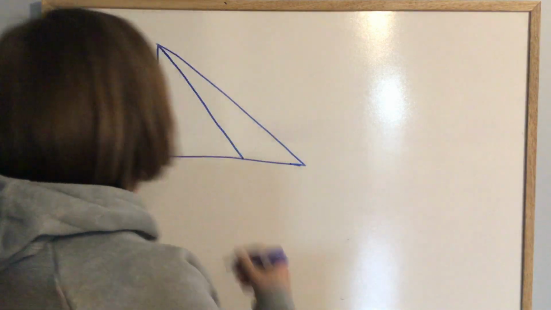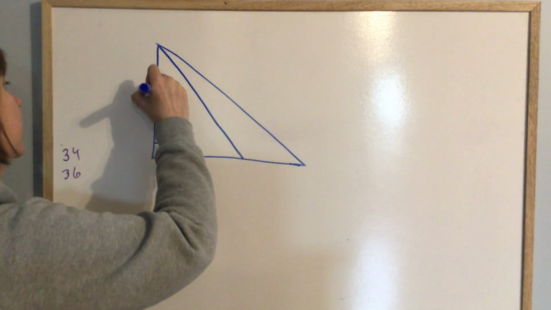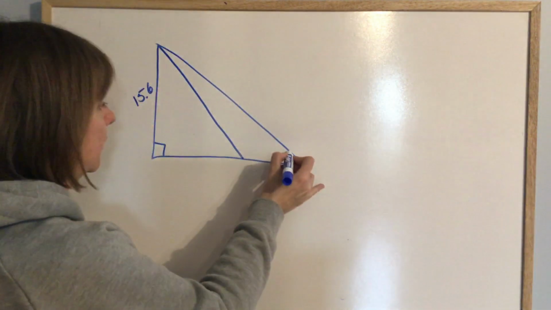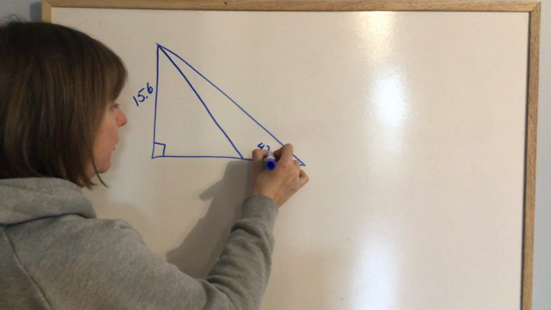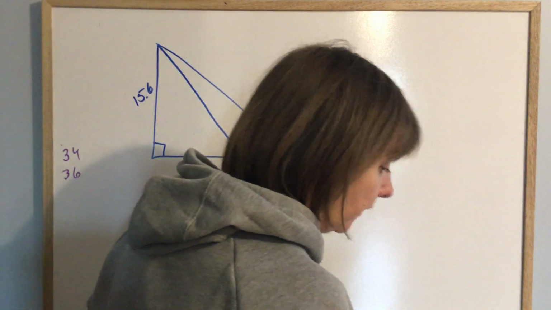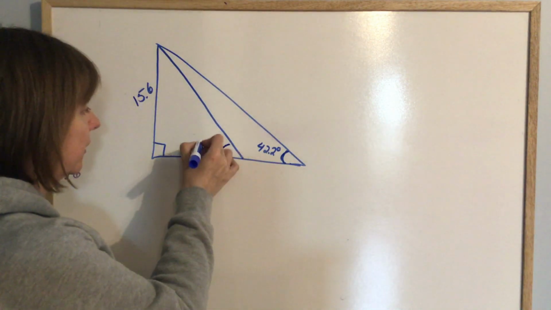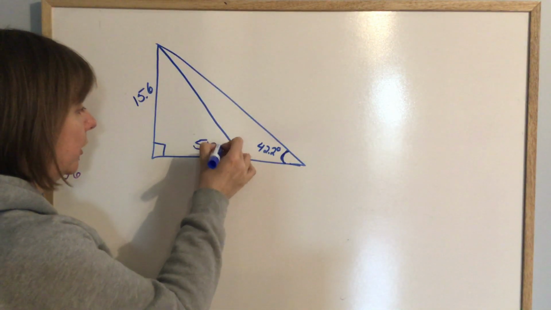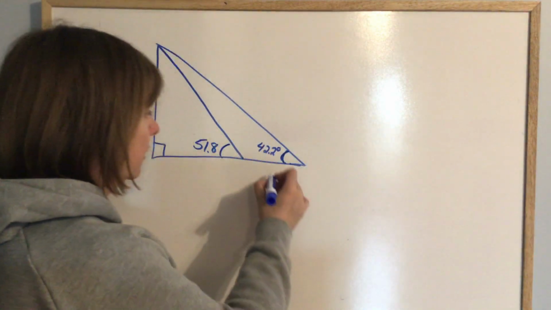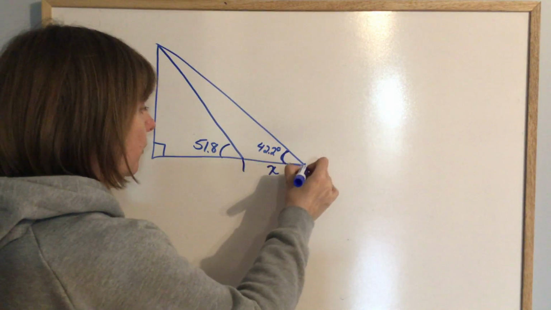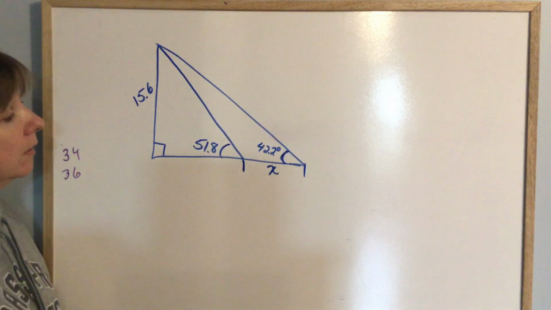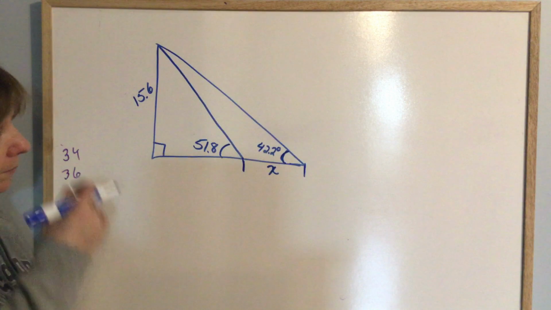They don't label anything. They just say this is 15.6. And they say this angle in here is 42.2. And this angle right here is 51.8. And they want to know, what is this right here? The length of that part right there. All right.